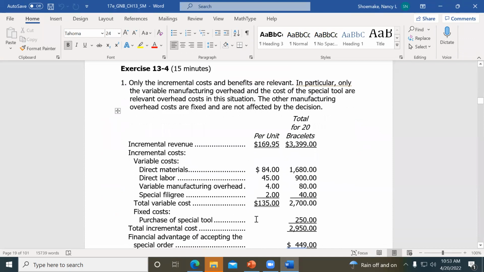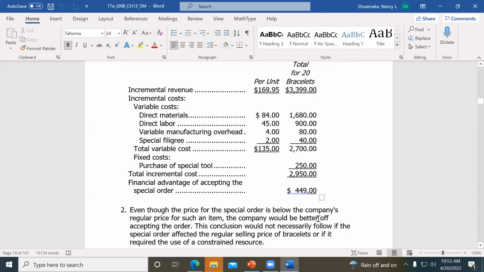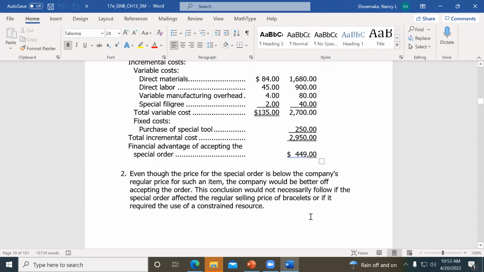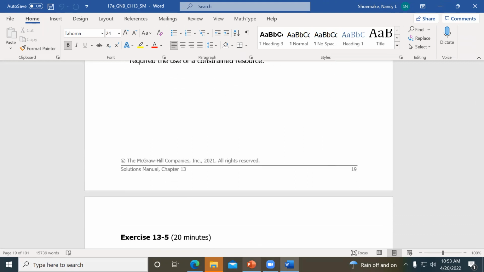So we would look at the cost per unit for 20. We'd look at the direct materials, the direct labor, the variable manufacturing overhead, and that special filigree, along with the special tool. So the advantage of accepting this order would be $449. The company would be better off accepting the order in that scenario.